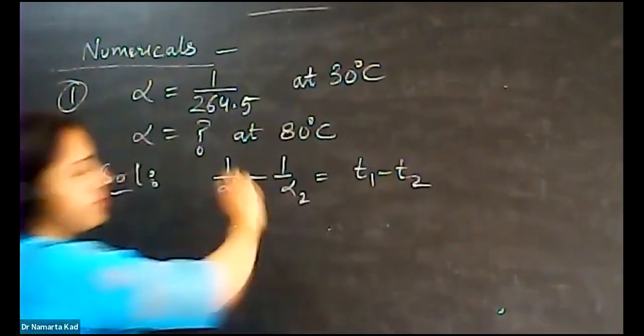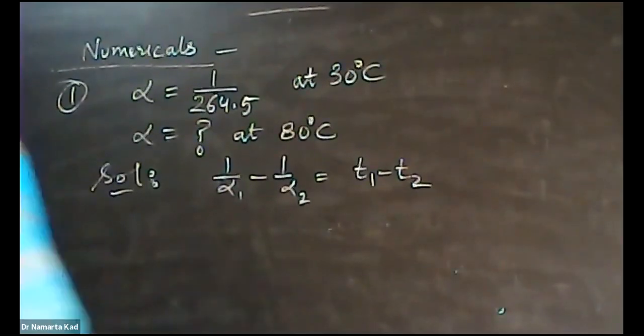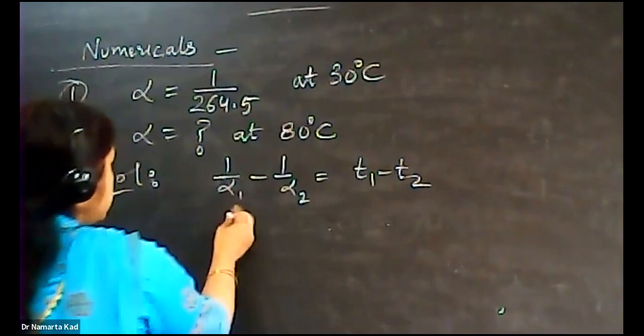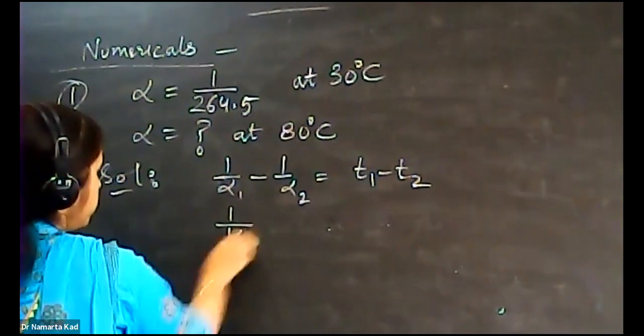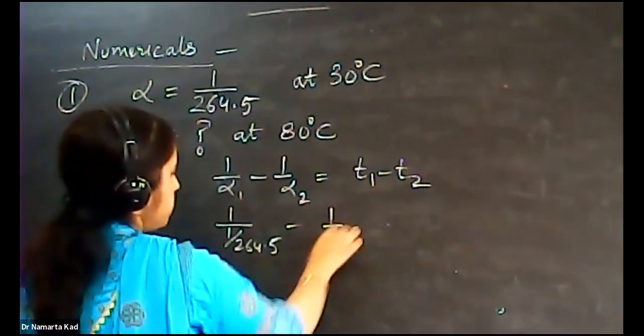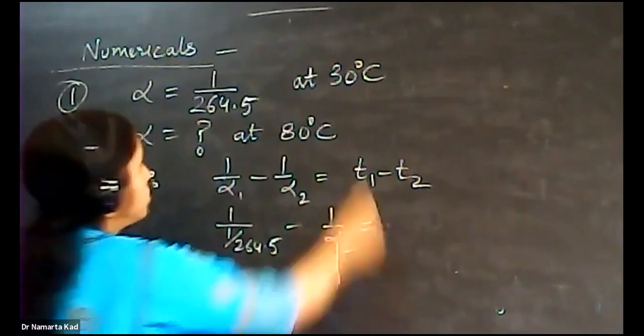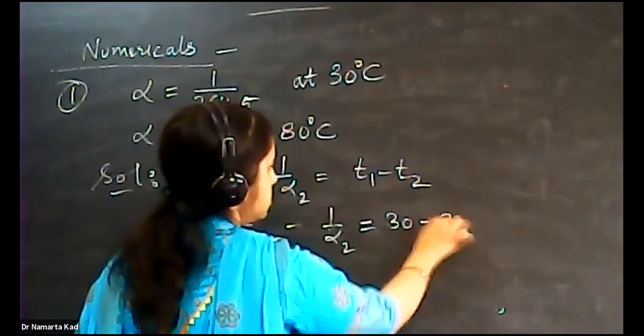It's a very simple formula and easy to remember. So do the calculations, just put down these values, and it is 1 upon 264.5 minus 1 by alpha 2 equals to, if this is T1, 30 minus 80.